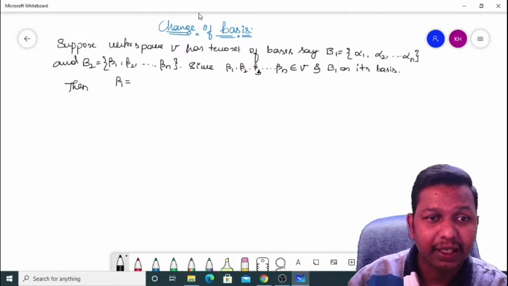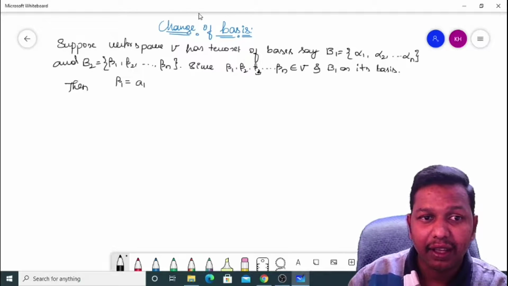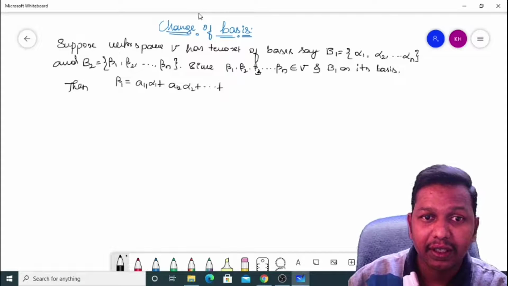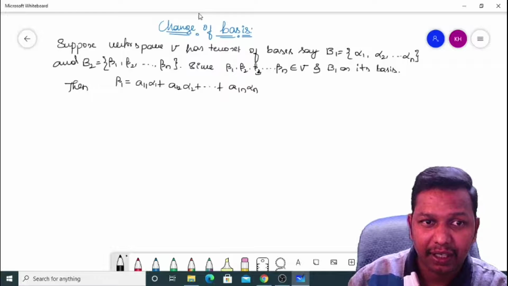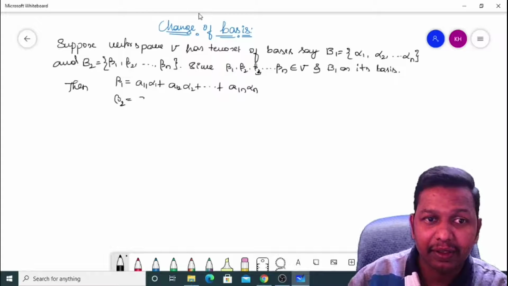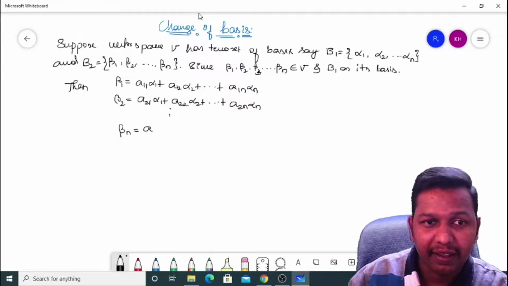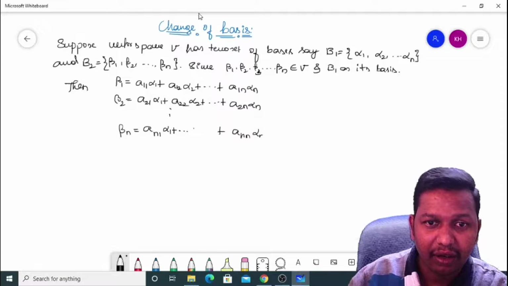Therefore we get beta 1 as a11 alpha 1 plus a12 alpha 2 plus and so on a1n alpha n. Similarly, beta 2 is equal to a21 alpha 1 plus a22 alpha 2 and so on a2n alpha n. Continuing this, beta n also is expressed as a linear combination as an1 alpha 1 and so on ann alpha n.